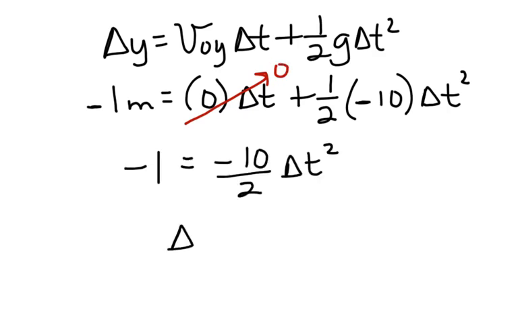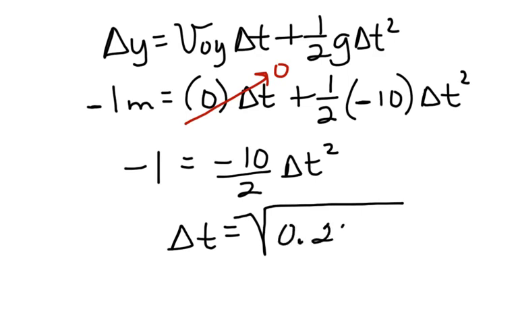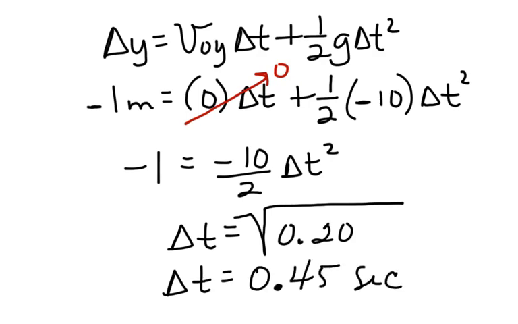Solving for delta t, I'm going to have it equal to the square root of 1/5, or 0.20 seconds squared. So I end up getting a value of 0.45 seconds, rounded to two significant figures.